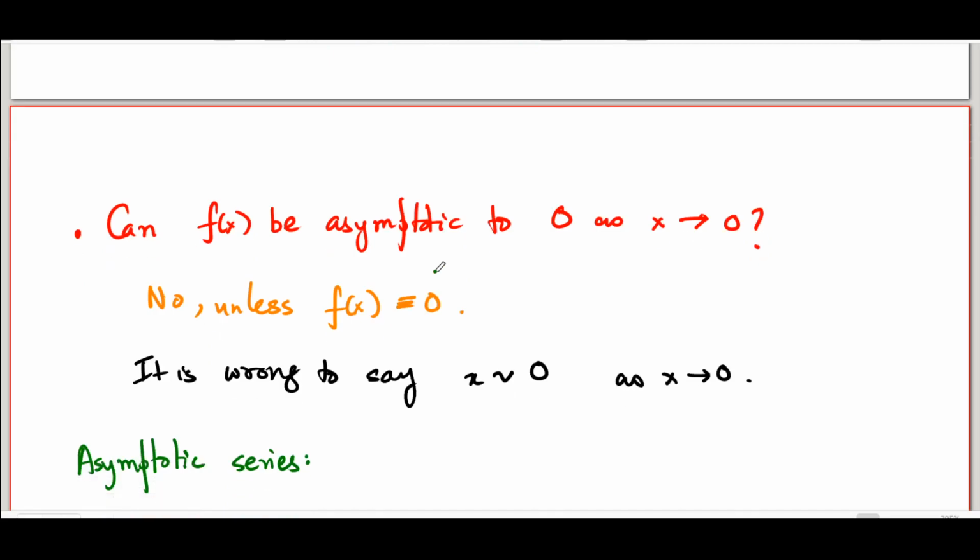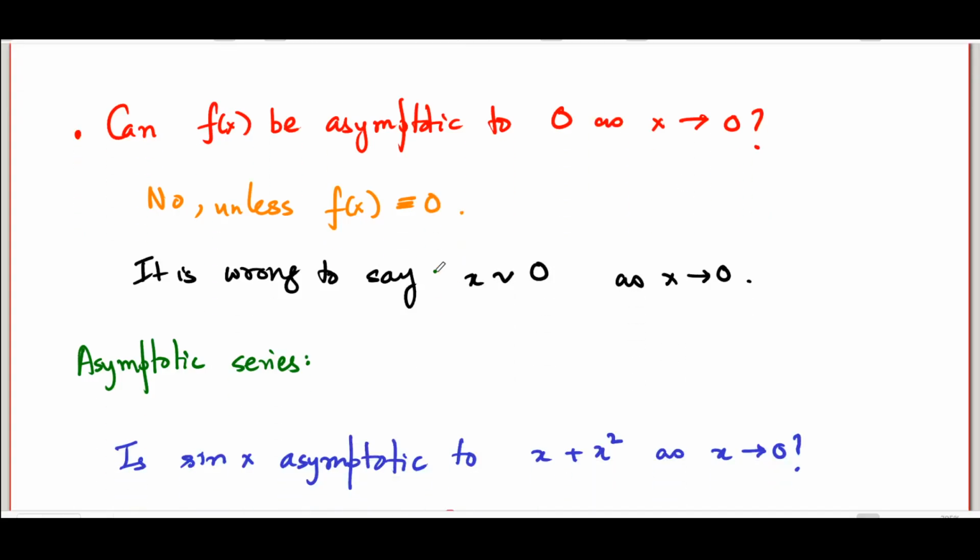So, although x does vanish as x goes to 0, it would be wrong to say x is asymptotic to 0 as x goes to 0. Now we come to the important notion that we are really interested in, the notion of asymptotic series.